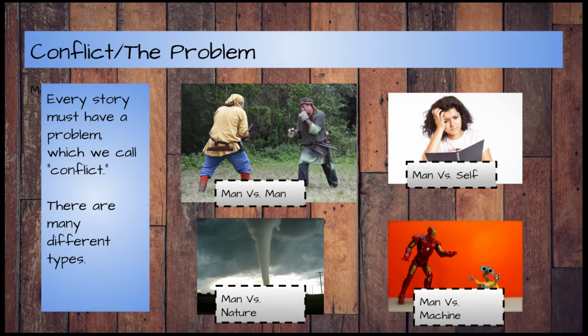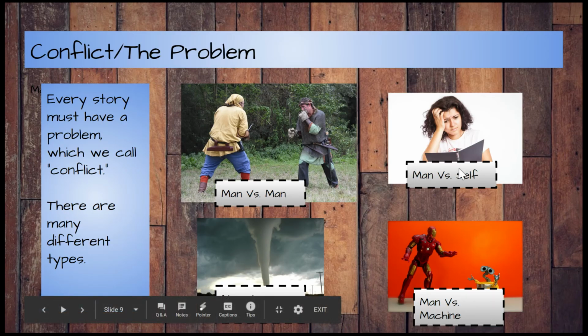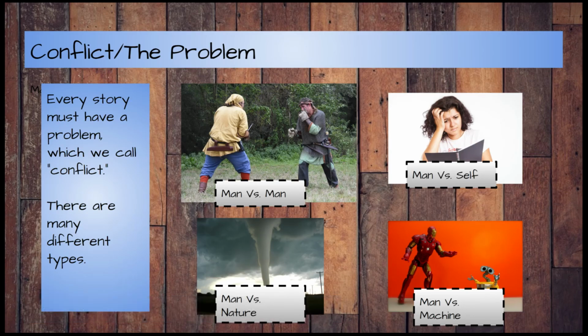Some examples are listed, but note that these are just some of the main examples, as conflict can be narrowed down much more and be very diverse. Commonly, we have man versus man, man versus self, man versus nature, and man versus machine.